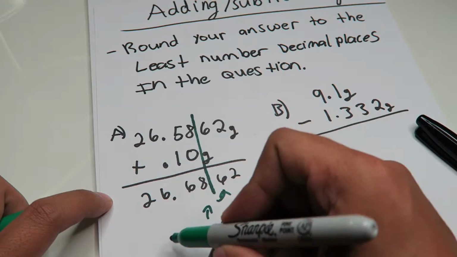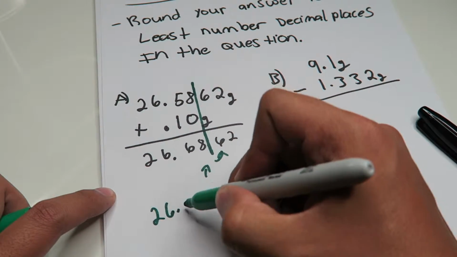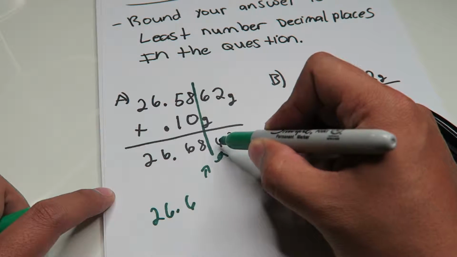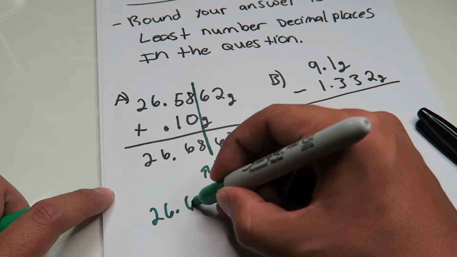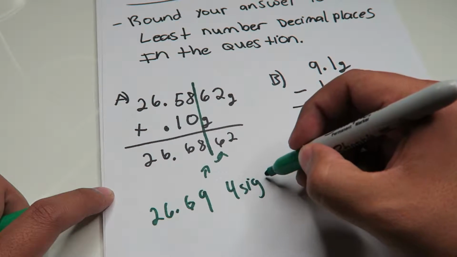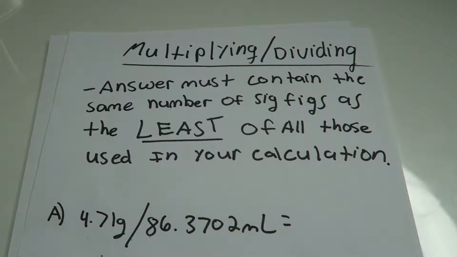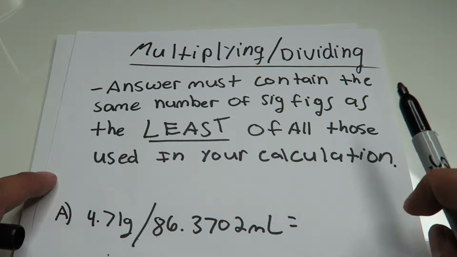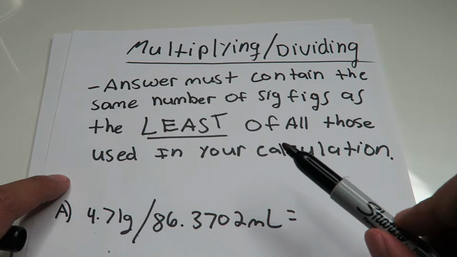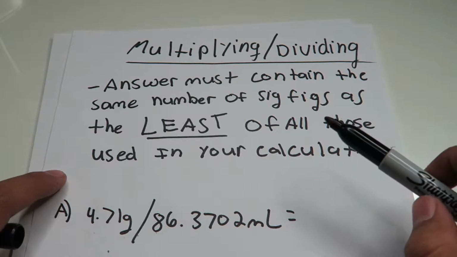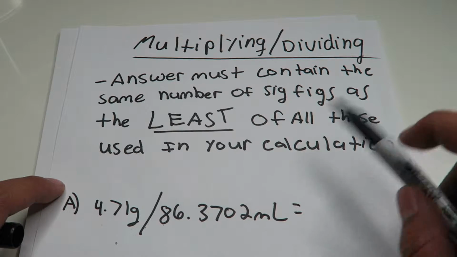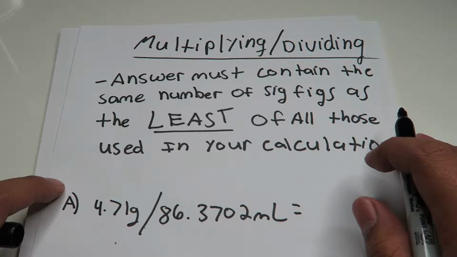So in this problem we have 26.6. We look at the number after the green line and it's 6, so we want to round the 8 up. So it'd be 26.9, which is 4 significant figures. When you are multiplying and dividing, the answer must contain the same number of significant figures as the least of all those used in your calculation. So you're going to look for the smallest number of significant figures in the calculation, and that's how many sig figs your answer should have at the end.